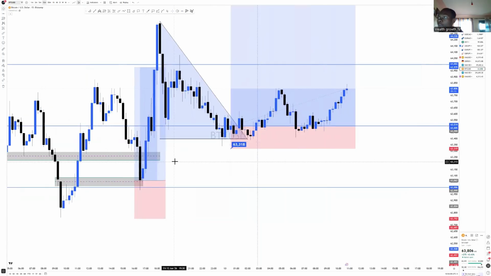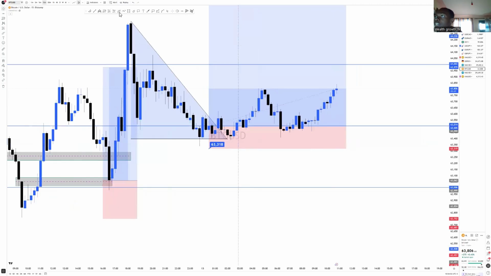So, for example, what happened here, you can see that since you took this trade at this area, the market moved impulsively towards 64,000.